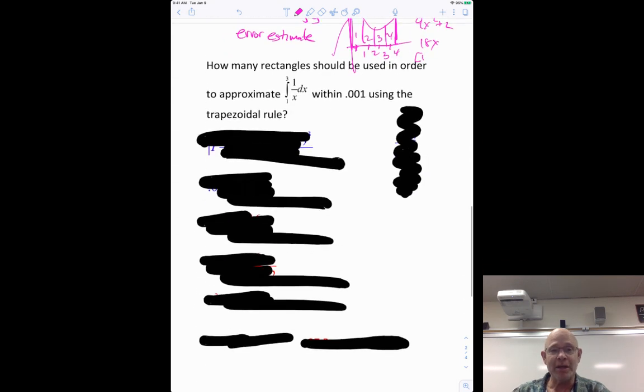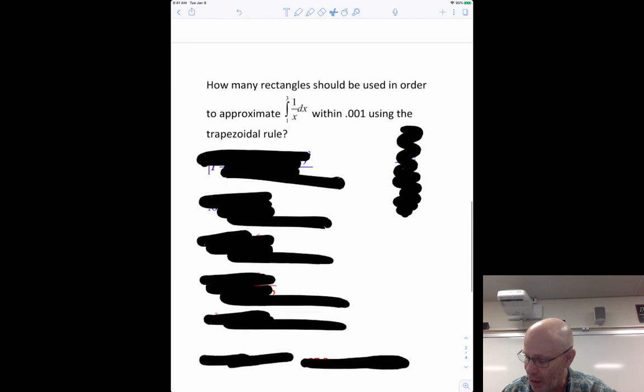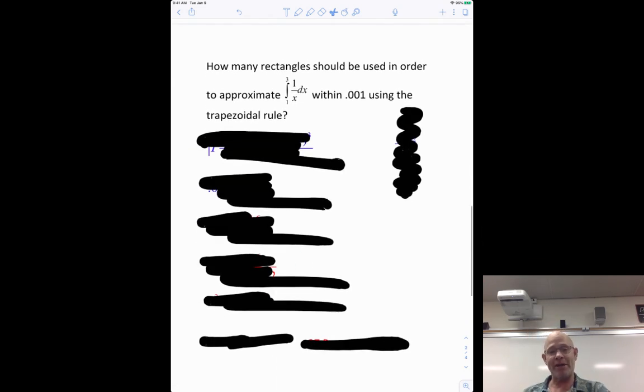error estimate. So the nice thing about the error estimates is you can actually predetermine before you start how many rectangles to use based on a method in order to get within a certain range. So I got this little problem here. We got this graph of 1 over x, which looks like this. We're going from 1 to 3. We don't know how many rectangles, but we want to get it within 0.001 using the trapezoidal rule. So what we do is we use that trapezoidal rule formula for the error estimate with a 0.001 and solve that equation for n, for the number of rectangles. And then I'll know how many rectangles I have to use to get within 0.001.